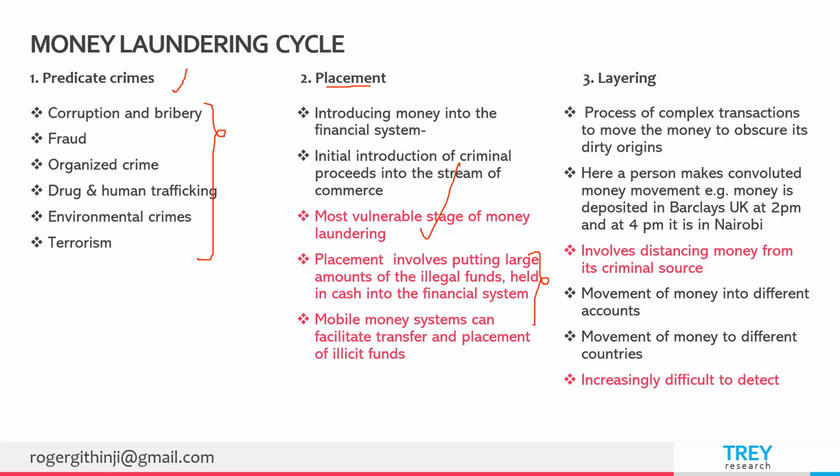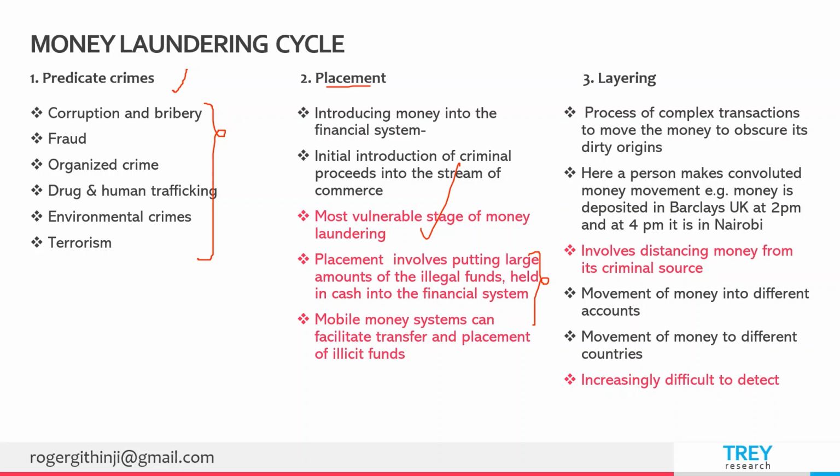After that, to give you an example, currently we have mobile money, we have M-Pesa. So someone can make several transactions through M-Pesa agents and end up putting a lot of money into the financial system. That way, that person has now fulfilled the second step of money laundering, which is placement.